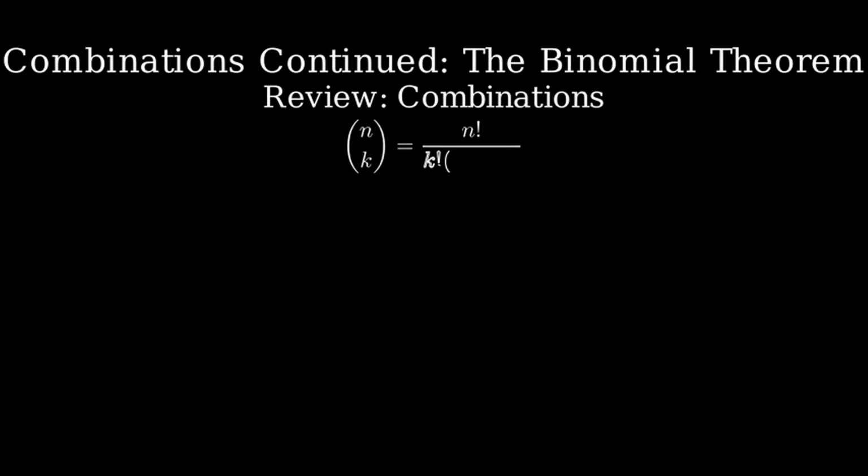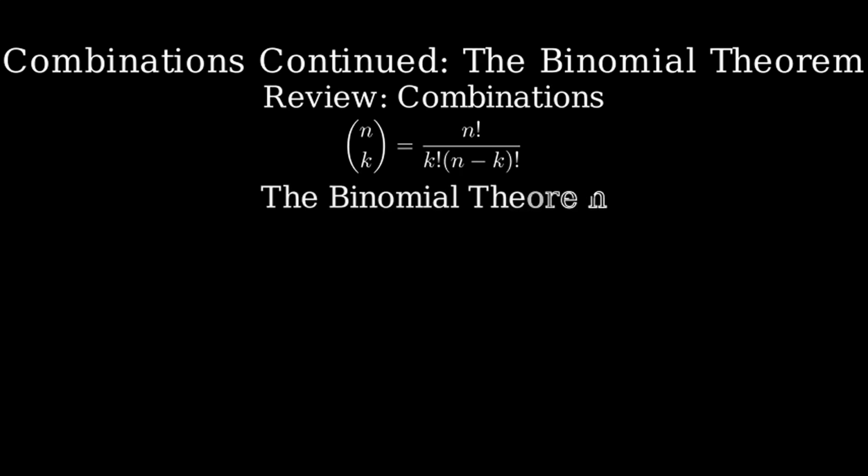A combination represents the number of ways to select k items from a set of n items, where the order doesn't matter. The formula for combinations is n choose k, which equals n factorial divided by k factorial times n minus k factorial. Now, let's introduce the binomial theorem.